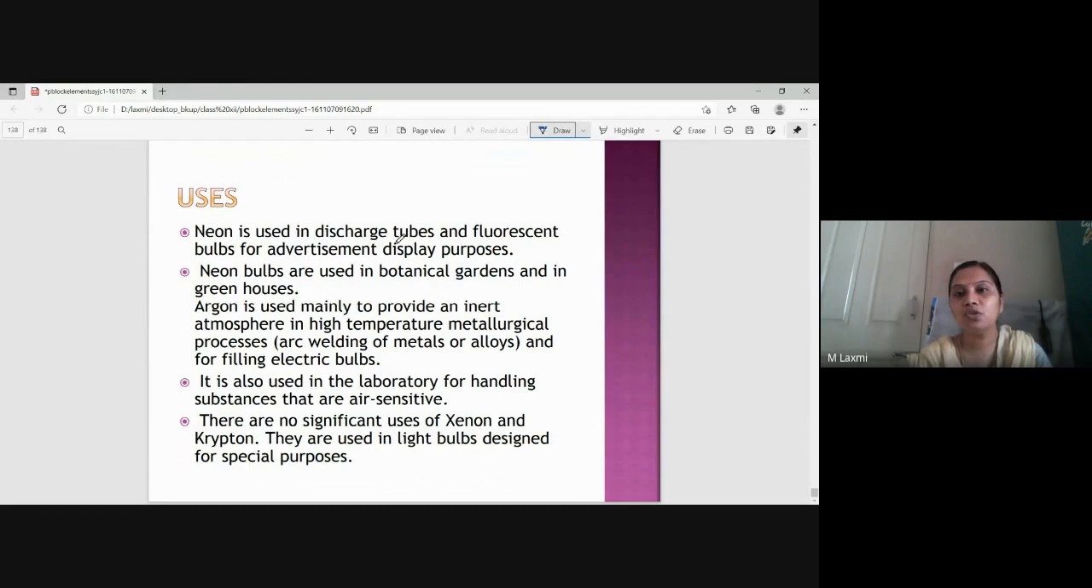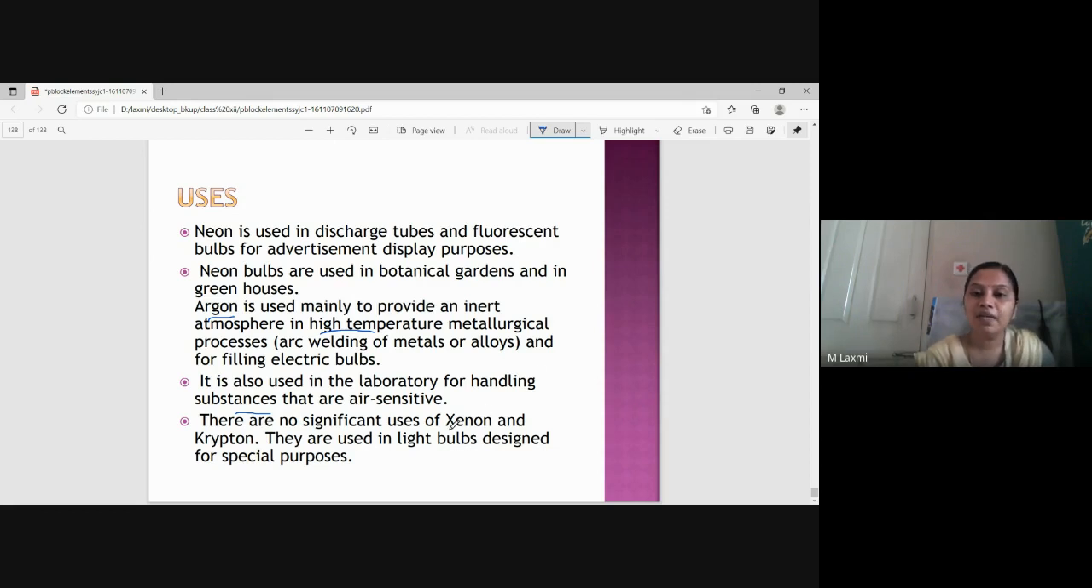Neon is used in discharge tube as well as in fluorescent bulbs for advertisement display purpose. Neon bulbs are used in greenhouses as well as in botanical garden. Argon is used to provide an inert atmosphere in the metallurgical industry, in welding of metals or alloys, where high temperature is needed. It is also used in laboratory to handle substances which are oxidizable, the substances which tend to oxidize upon reacting with air.